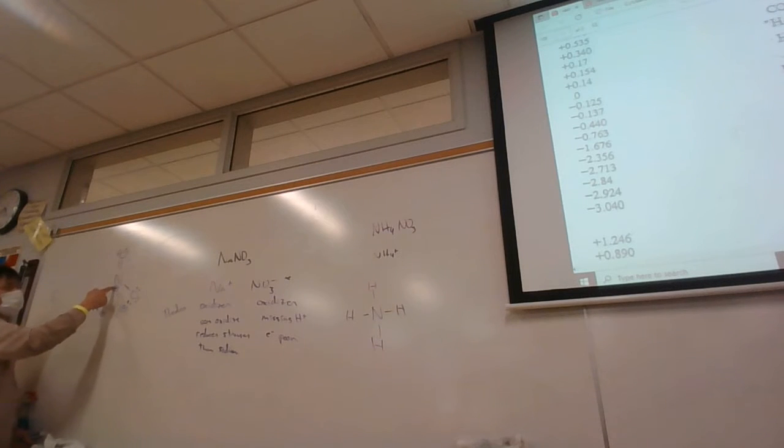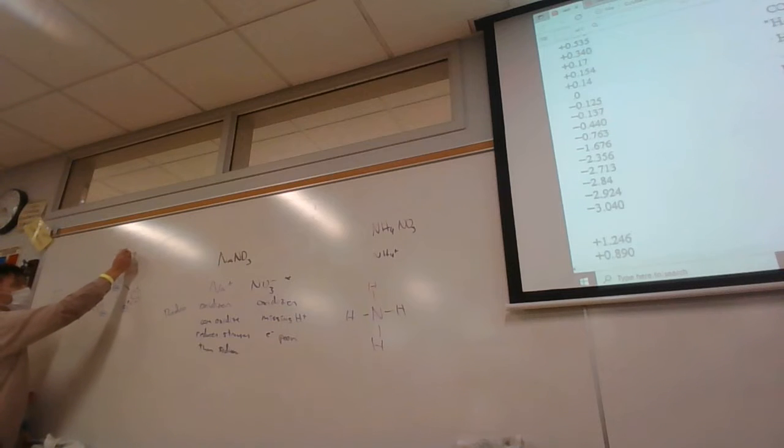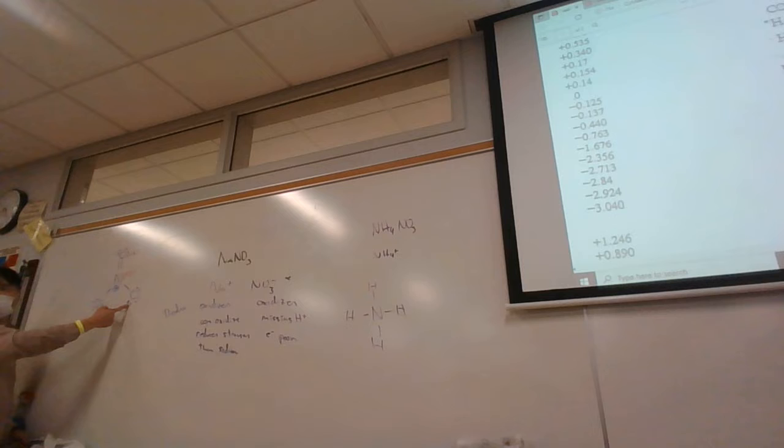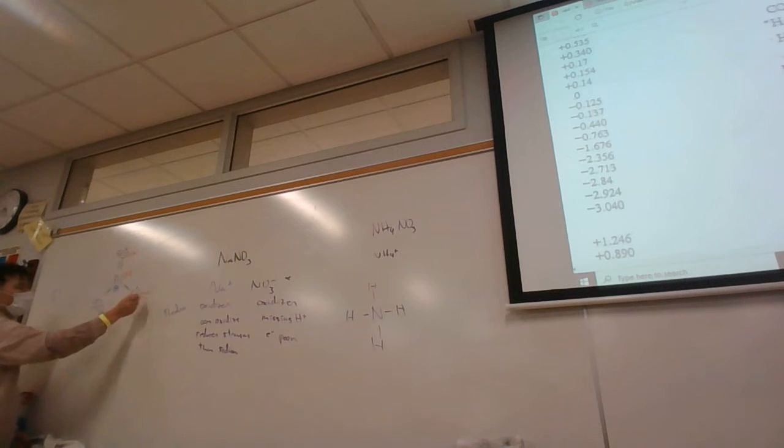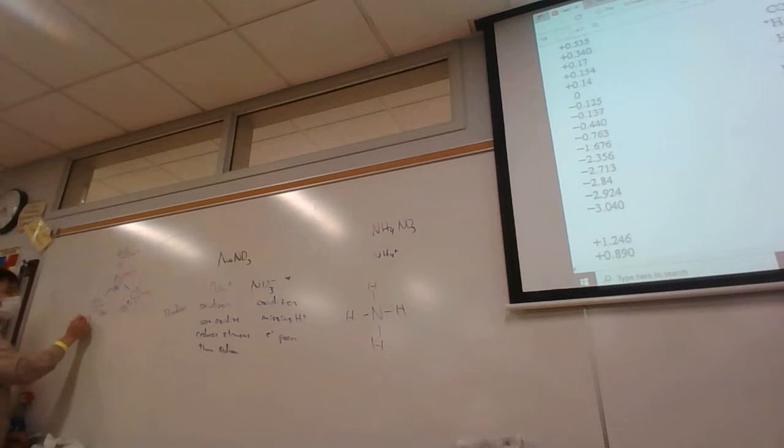Okay, nitrogen is what? +5. Oxygens? Let's take this top oxygen. What's the top oxygen? -2. -2. Winner take all. So that's 2, 4, 6, 8. This bottom oxygen? -2. 2, 4, 6, 8. Winner take all. And this one? -2. -2. So that's the same.